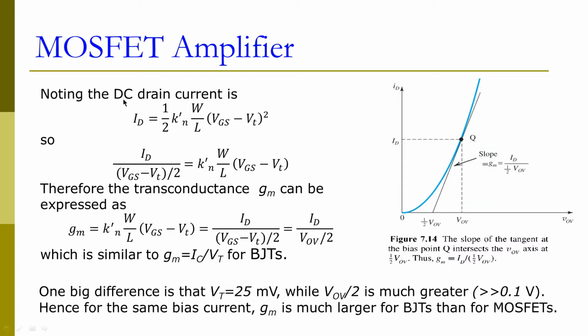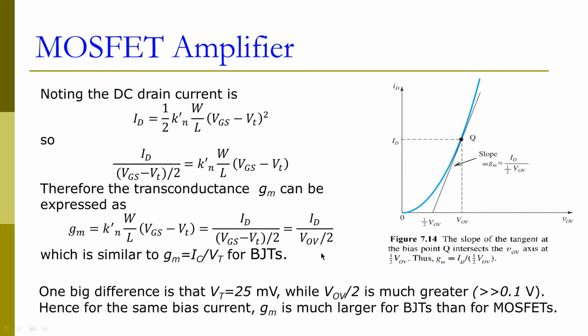Noting the DC drain current, which is the saturation current, we can rewrite this to this formula here. That means the second part is our gm, which means we can express our gm by ID over (VGS minus VT) divided by 2, that is VOV divided by 2. Now recall the gm of BJTs. The gm of a BJT equals IC divided by VT. Now for a MOSFET, gm equals ID divided by VOV over 2.